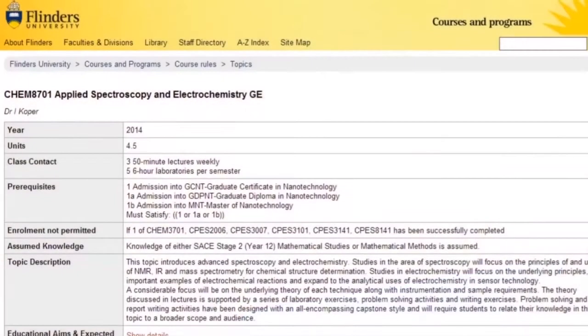I'm Ingo Köper. I'm an academic in the School of Chemical and Physical Sciences at Flinders University, and I'll talk about a project that we did in a third-year topic. The topic is called Applied Spectroscopy and Electrochemistry.